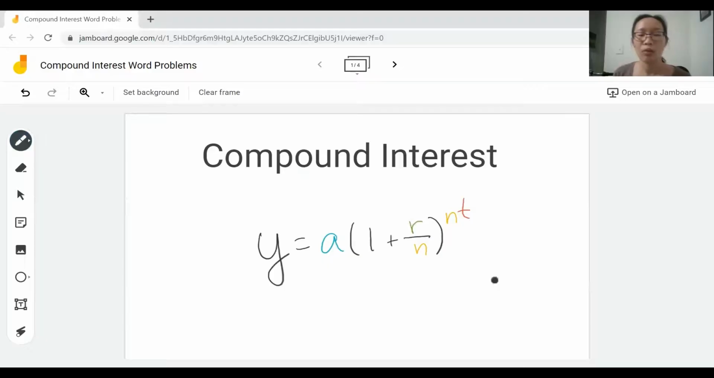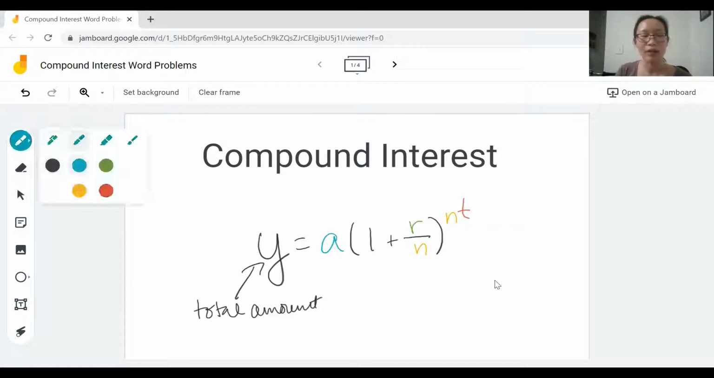Hi, I'm Miss Jo, and in this video, we'll solve problems with compound interest. When we are dealing with compound interest, we are dealing with a formula in the form y is equal to a times 1 plus r over n to the nt. The y is your total amount. This is how much you have in your bank account after everything's said and done.